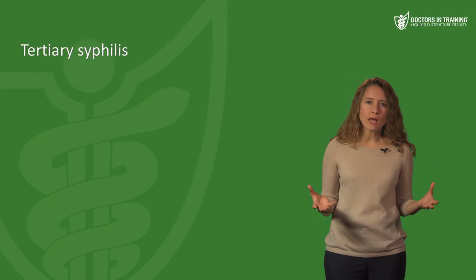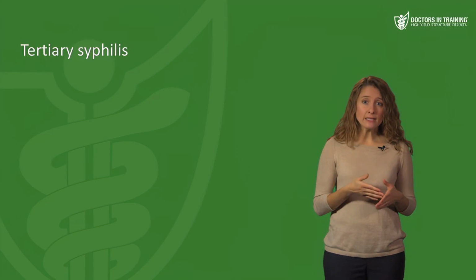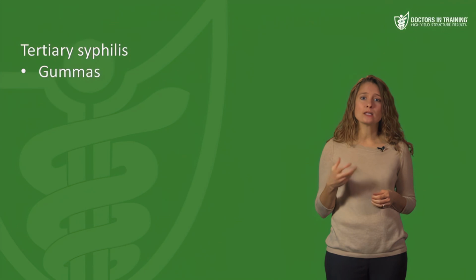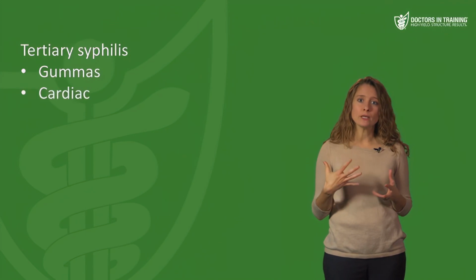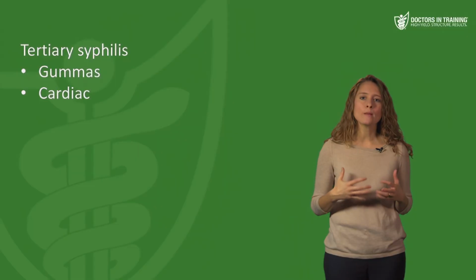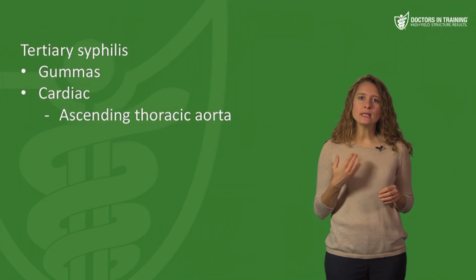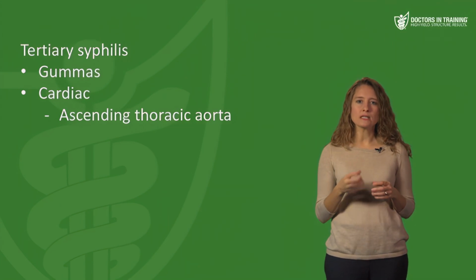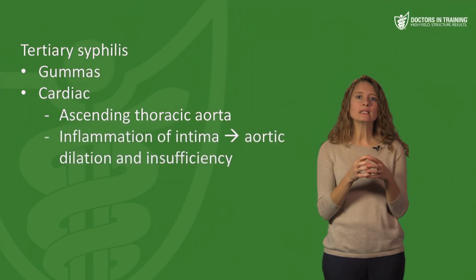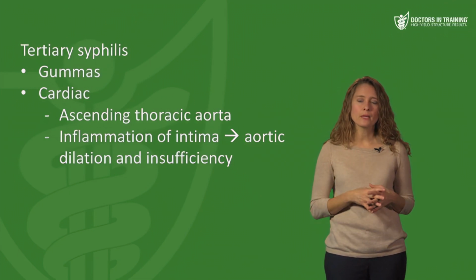So what specific complications should you know about with tertiary syphilis? Well, you definitely need to know about gummas, as well as the cardiac complications. Okay, so gummas. What the heck are gummas? These are granulomatous lesions that can be found in the skin, in bones, or even in internal organs. What about cardiac complications? What do we see? Well, these often involve the ascending thoracic aorta. Syphilis causes inflammation of the intima, leading to dilation of the aorta and to aortic insufficiency.